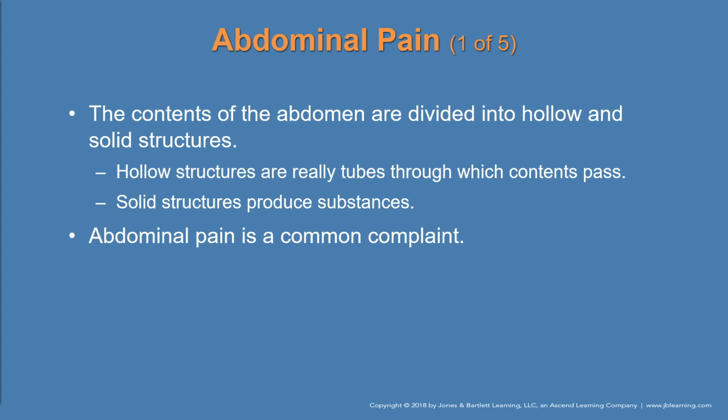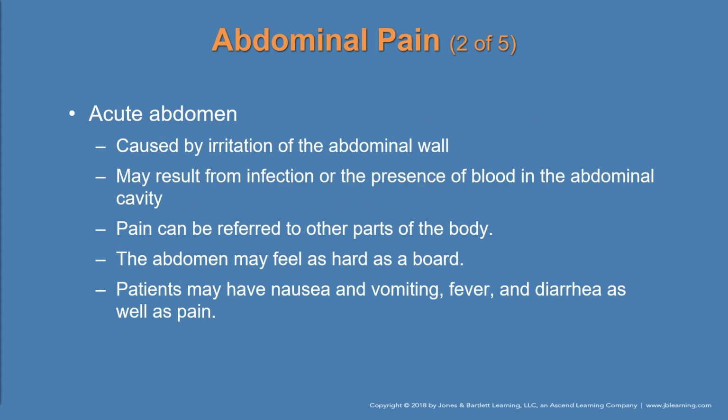The contents of the abdomen are divided into hollow and solid organ structures. Hollow structures are just tubes through which contents pass. An example would be your intestines. And solid structures produce stuff. An example of that would be your pancreas or your liver. The abdomen occupies a large part of the body, and abdominal pain is a common complaint. As an EMR, you need to recognize that the patient has an abdominal problem, but you're not expected to determine what the cause of the abdominal problem is.